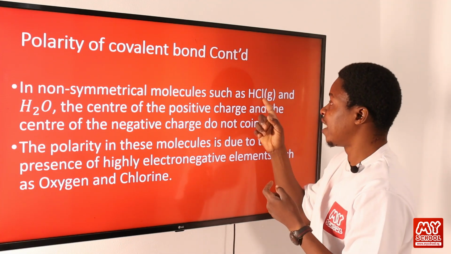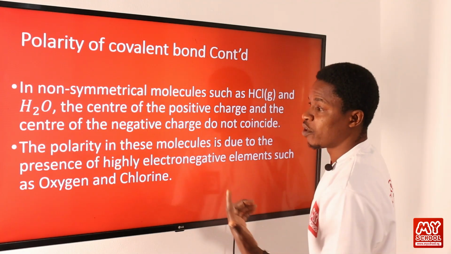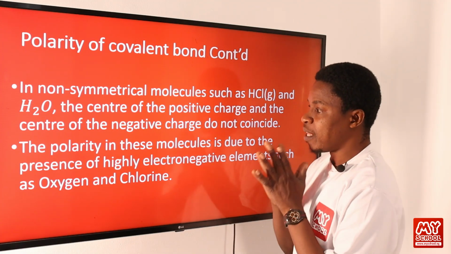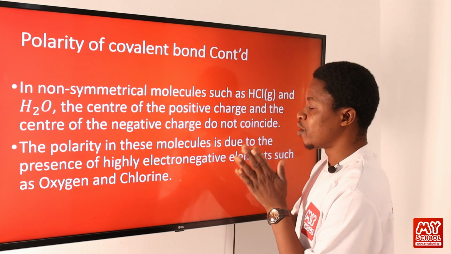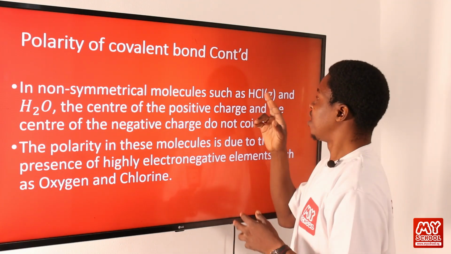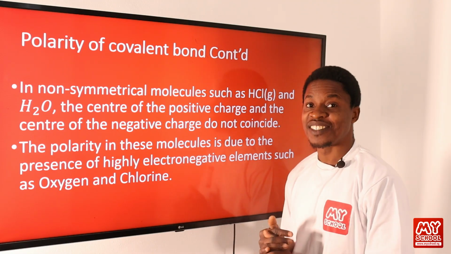You can see chlorine here, okay, it's highly electronegative. You can see oxygen here, highly electronegative. Okay, because of the presence of the highly electronegative elements, the polarity of this is so high. So we can say H2O is a polar molecule. HCl is also a polar molecule. Let's move on to the next slide now.